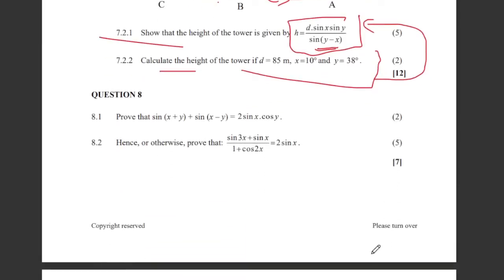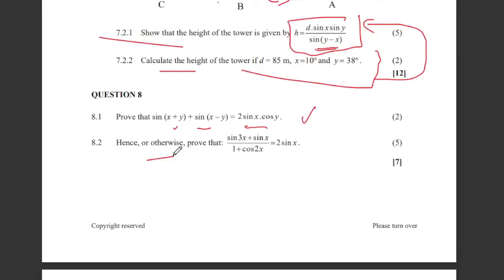Then 8.2, trig never disappoints, né? There we go, compound angles. That and that, we need to prove that it is that. So just open those brackets using the compound formulas from the formula page. If you have a sine of x plus y and a sine of x minus y, how do we open that up? Collect the like terms, then you're good to go.